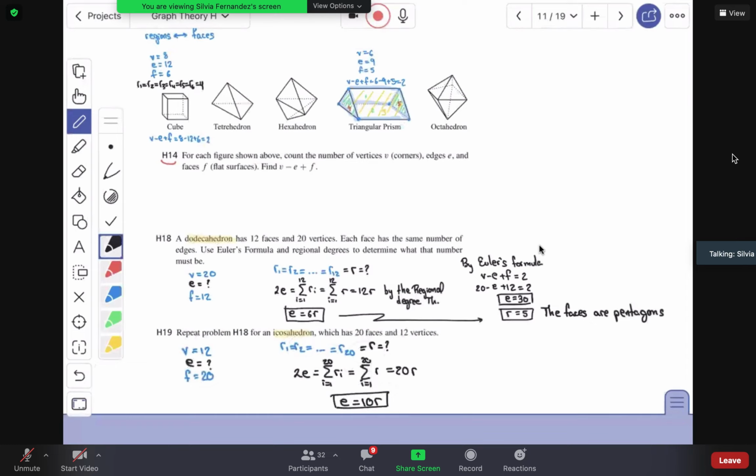And then we have vertices minus edges plus faces equals 2. Vertices, there are 12, minus edges plus 20 faces equals 2. So this gives you the number of edges. The number of edges is 30 again. And therefore, from here, R equals 3. So the faces are triangles.